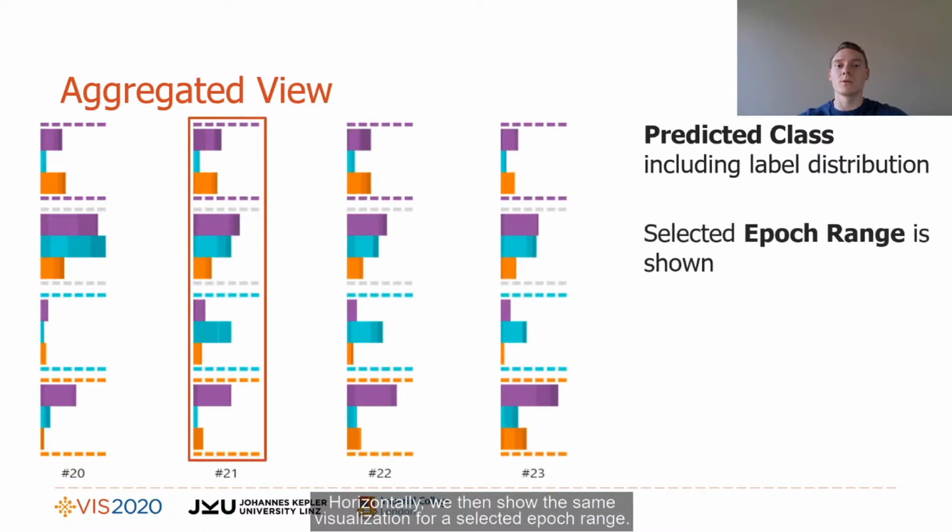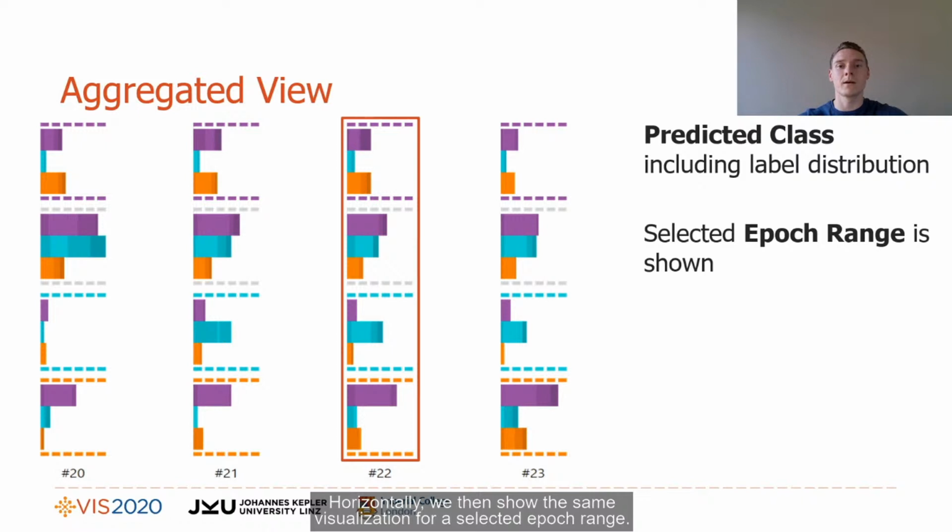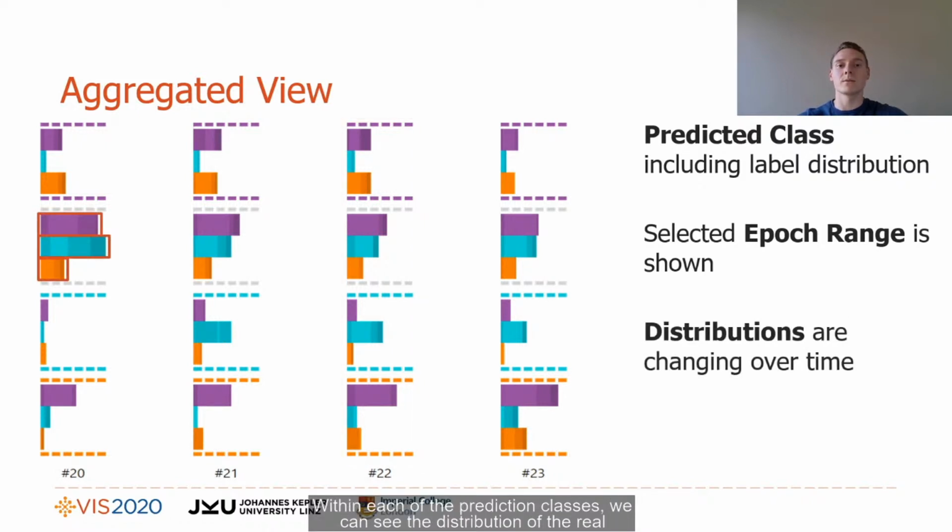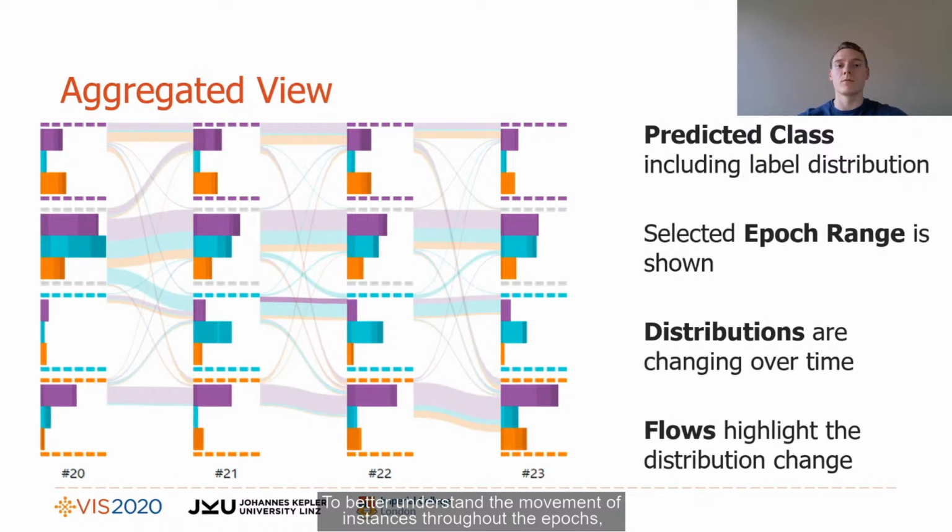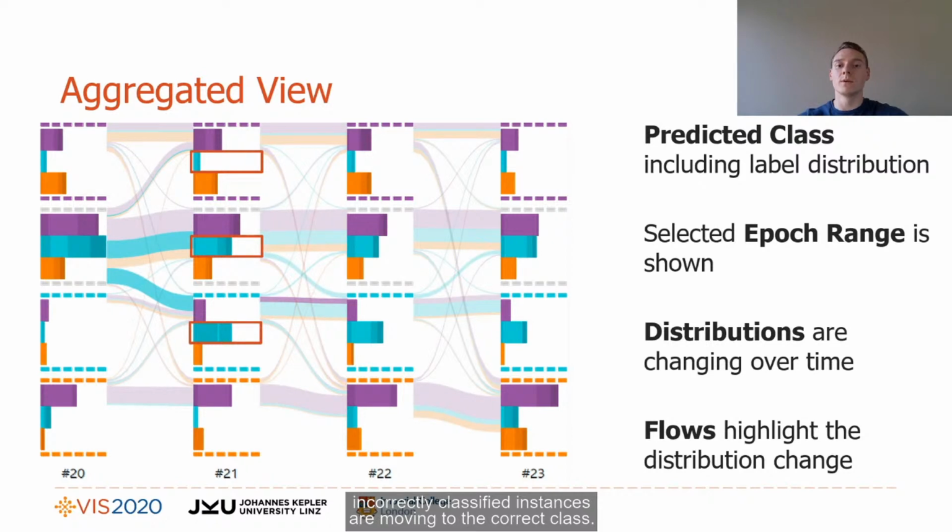Horizontally, we then show the same visualization for a selected epoch range. Within each of the prediction classes, we can see the distribution of the real labels of the instances predicted as such. To better understand the movement of instances throughout the epochs, Sankey diagrams are used to visualize the movement of instances from one class to another. In this case, many deer instances colored in blue were incorrectly classified as any of the non-shown classes in epoch 20. The Sankey diagram and the distribution of deer instances in the next epoch show that nearly half of the previously incorrectly classified instances are moving to the correct class.